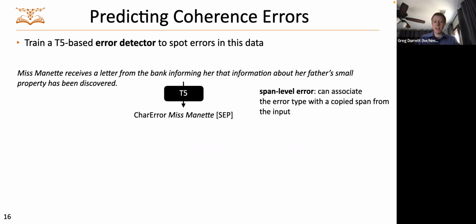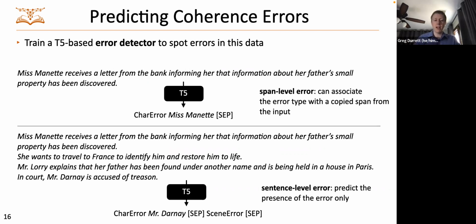So we can predict things both at a span level and also at a sentence level. So this is just critiquing this last sentence, "In court, Mr. Darnay is accused of treason," but it looks at it with all the context. And it outputs both a character error and then also a scene error. So we're able to output multiple types of errors, either sentence level or span level. We're able to output multiple spans, etc.